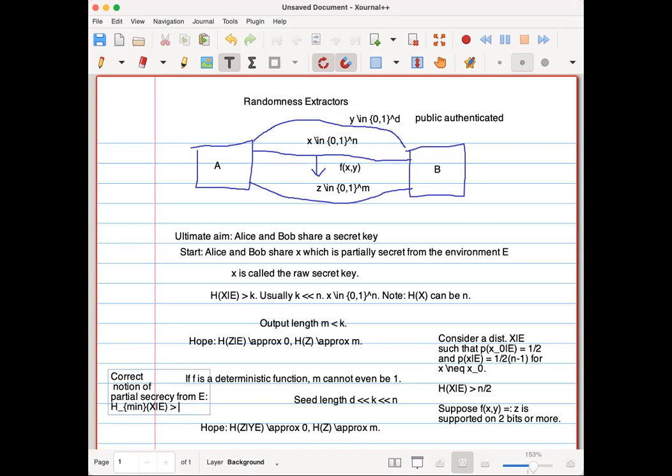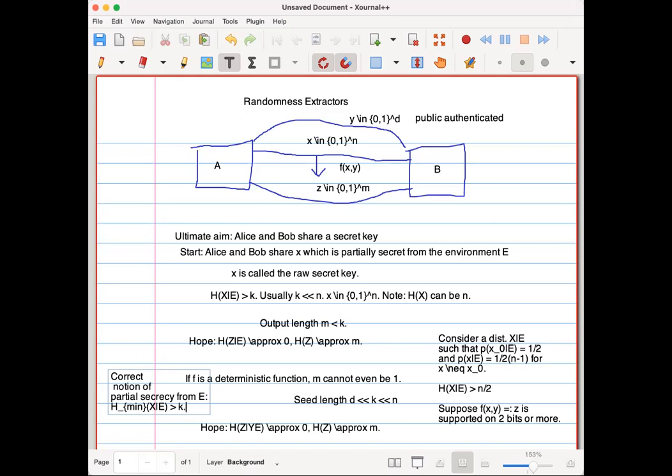Shouldn't it be H min epsilon? I'm coming to that. So the correct notion of partial secrecy, thinking of this example, should be that even after conditioning on E, the distribution on X does not have high peaks. So the largest probability is not so large. In other words, the negative log of the largest probability is quite large. The negative log of the largest probability is H min. So H min of X given E is larger than K.